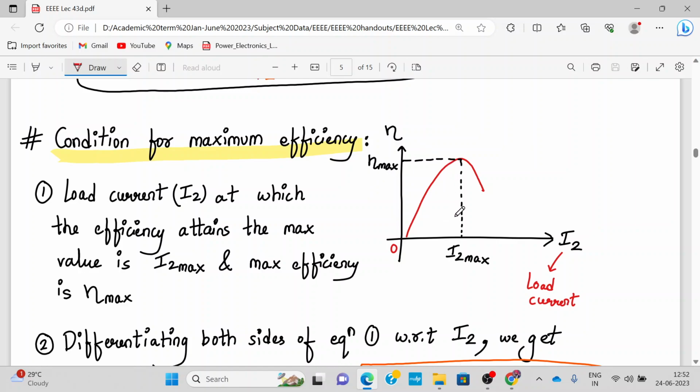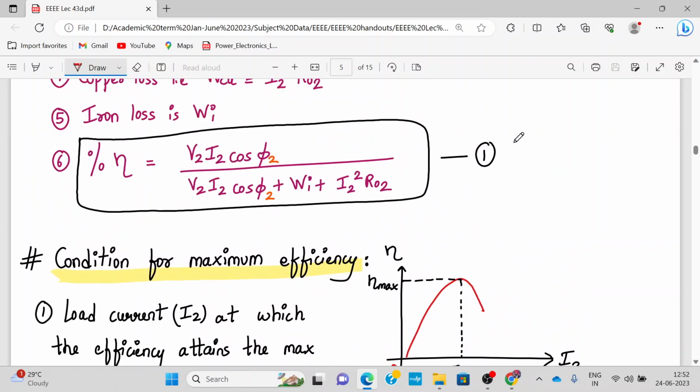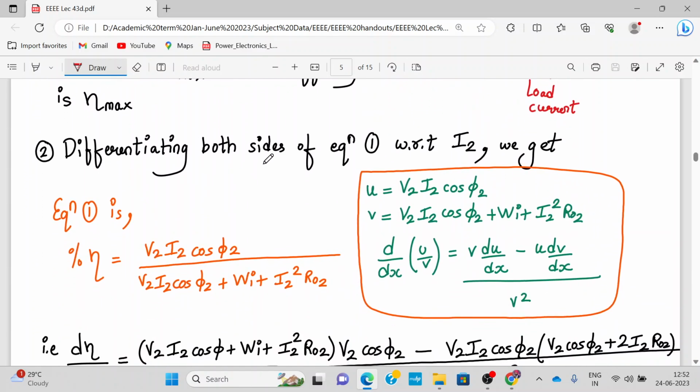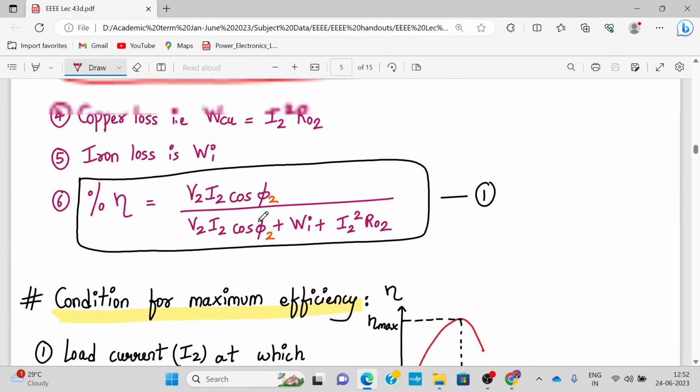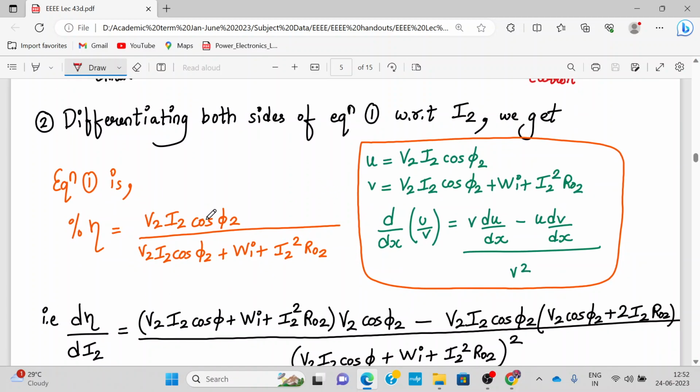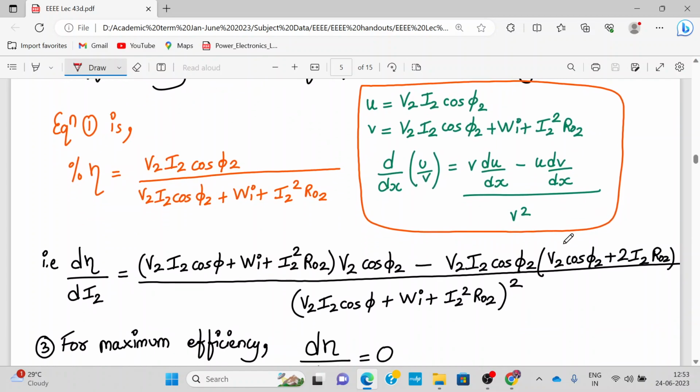The load current at which the efficiency attains the maximum value is I2 max, and the maximum efficiency is eta max. Now from equation number 1, we differentiate with respect to I2. Let's call the numerator u and the denominator v. It's the rule of division: d by dx of u by v will be v du by dx minus u dv by dx, upon v square.